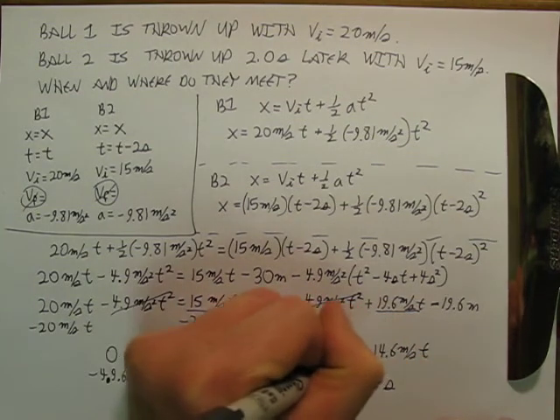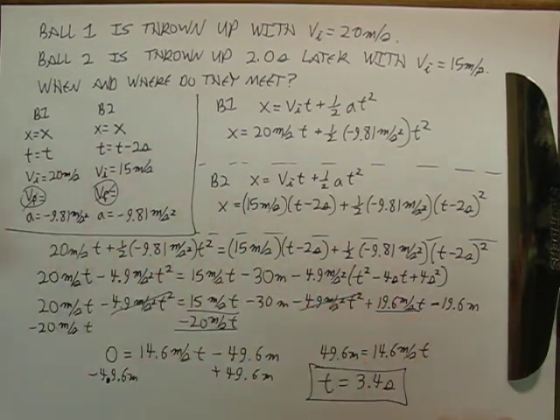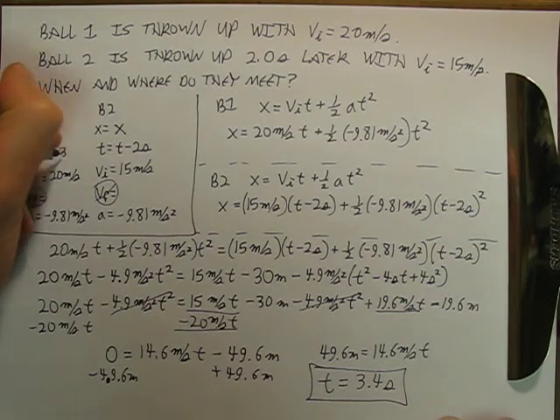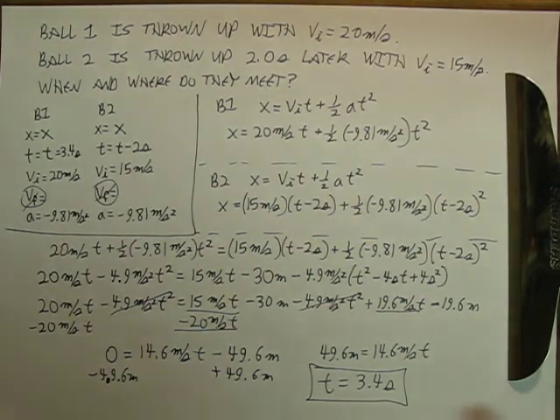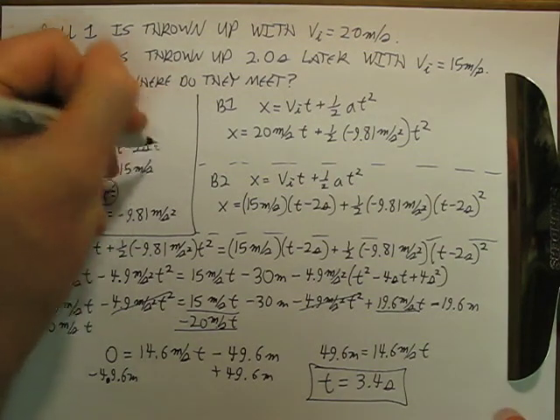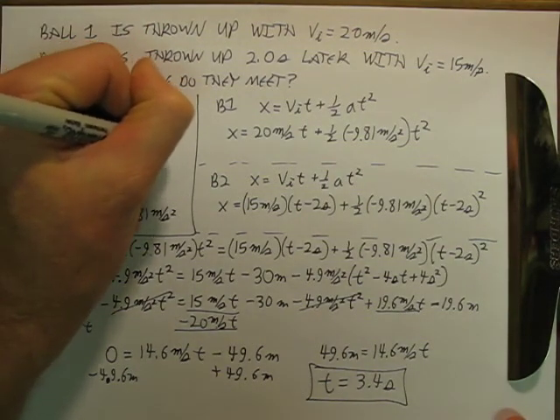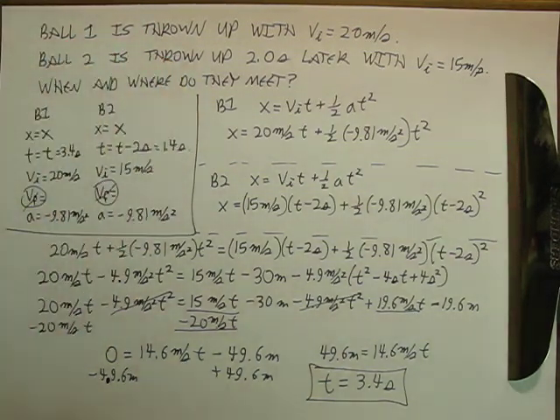So they are going to meet 3.4 seconds after ball 1 is thrown, and 1.4 seconds after ball 2 is thrown. And your job is going to be to figure out what X value they meet at.